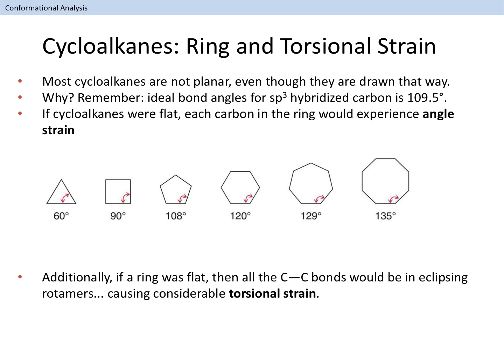This type of strain is called angle strain, because it involves the strain that results when bond angles deviate from the ideal tetrahedral angles of 109 degrees. To relieve this strain, cycloalkanes can adopt non-planar conformations where the bond angles and torsional angles can approach the ideal tetrahedral geometry.